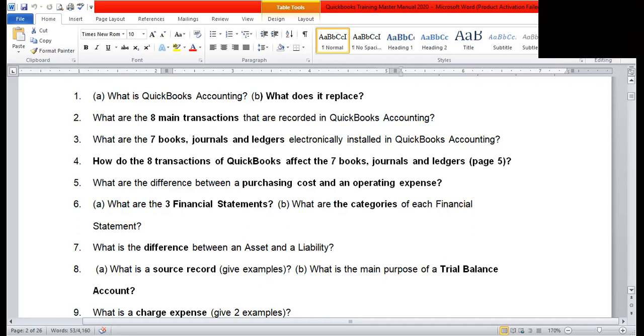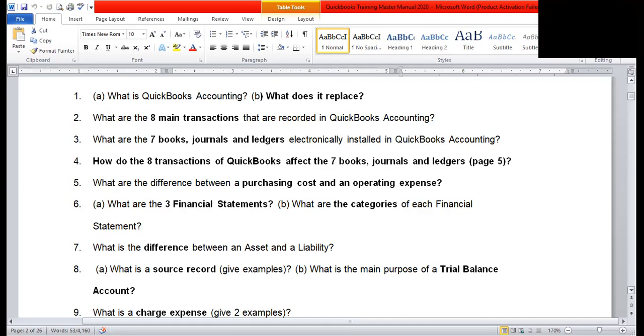All right. Okay. So what is QuickBooks Accounting? It replaces the old manual way of doing bookkeeping and accounts. I ask you all nothing but the 8 transactions. Y'all better know that. And I ask you, okay, what are the 8 transactions then? Cash purchase and charge expense. Just make sure, hey, don't mix up cash with charge, for God's sake. Don't do that. Good.